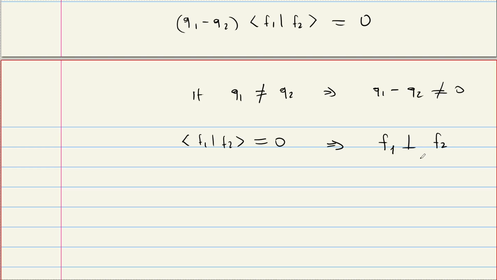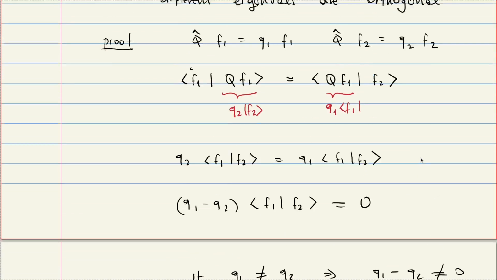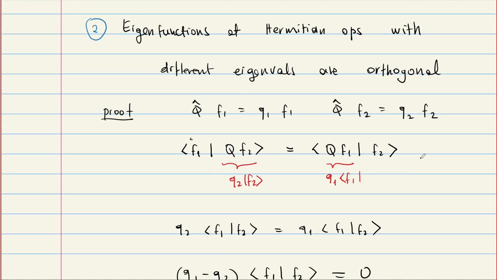Yes? How do we know Q1 and Q2 are different numbers? That's what I assume, right? The proof, like this theorem, says eigenfunctions of Hermitian operators with different eigenvalues. So this is saying assume eigenvalues are different, we assumed, and show eigenfunctions are orthogonal. That's the job, okay?